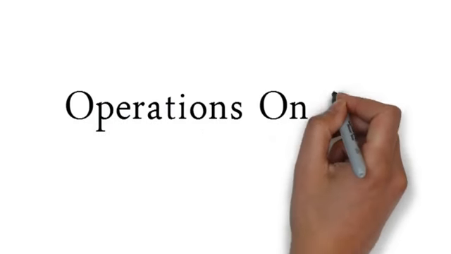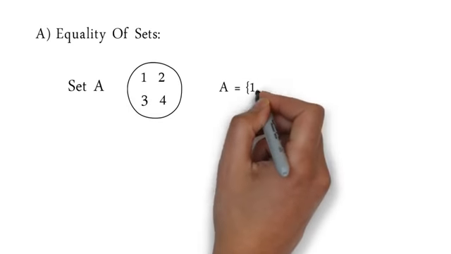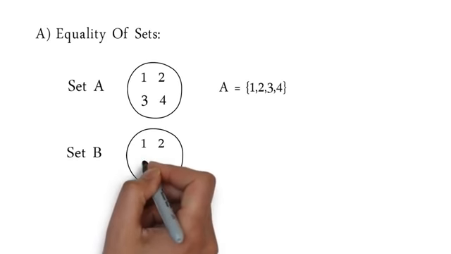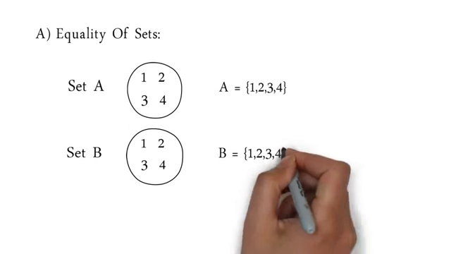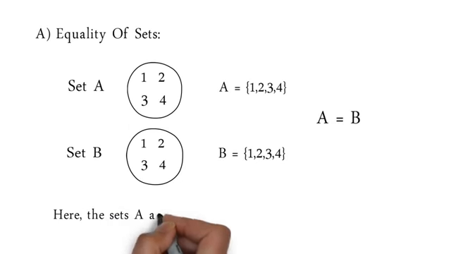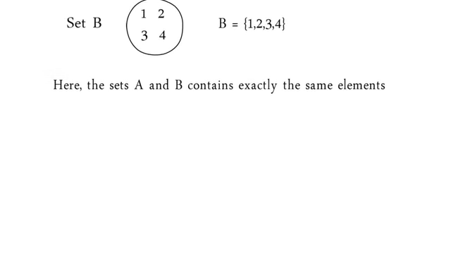Hello students, let us start with operation on sets now. Operations on sets. First, equality of sets. Let us consider set A with elements 1, 2, 3 and 4 and set B with elements 1, 2, 3 and 4. Thus, A is equal to B. They contain same elements irrespective of the order in which the elements have been placed. This explains equality of sets.